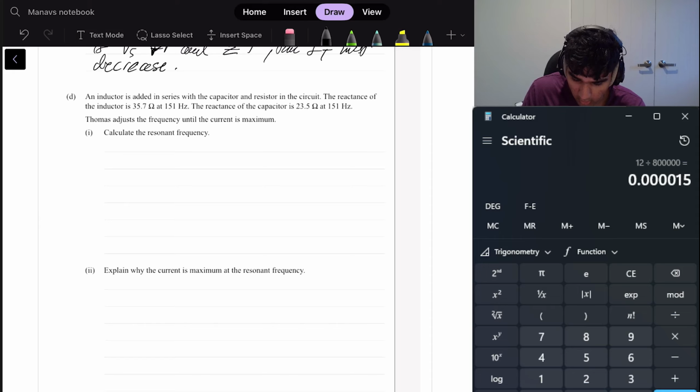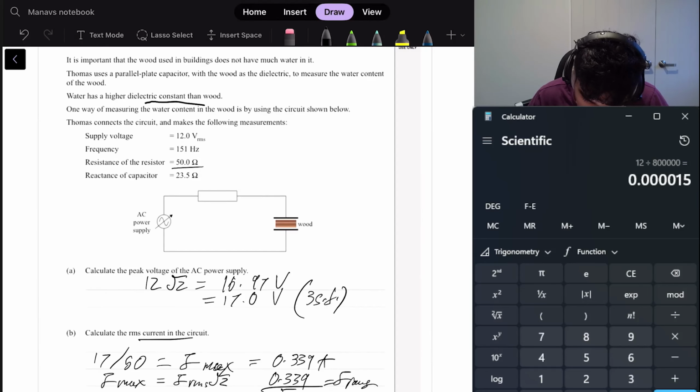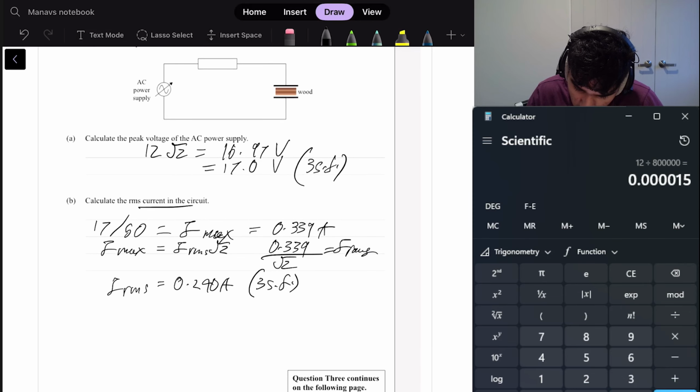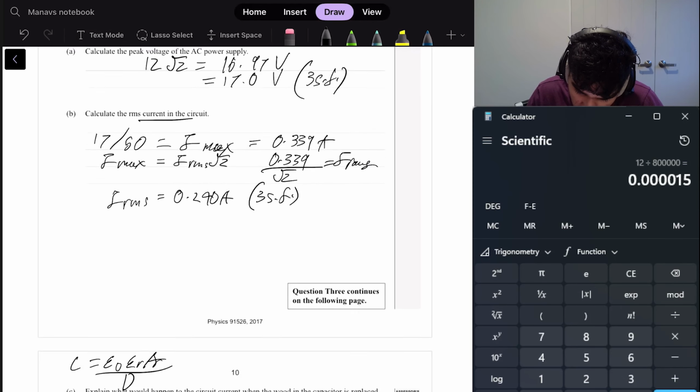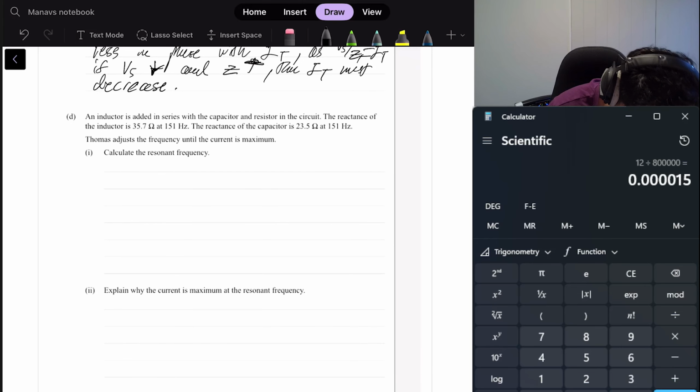Inductors added. Oh, let's go. I love resonance. An inductor is added in series with a capacitor and a resistor in the circuit. The reactance of the inductor is that, and the reactance of the capacitor is that. Thomas adjusts the frequency until current is maximum. Wait, is this the same question? Oh, no, never mind. Current is maximum, so that means we know Imax is equal to 0.339.